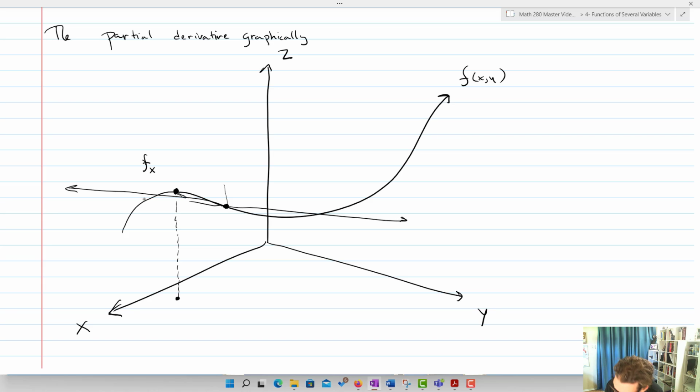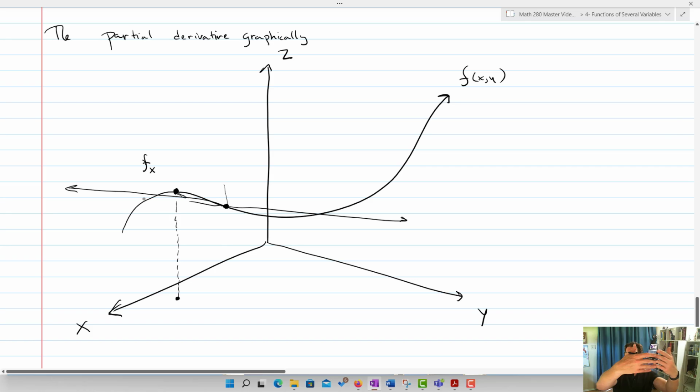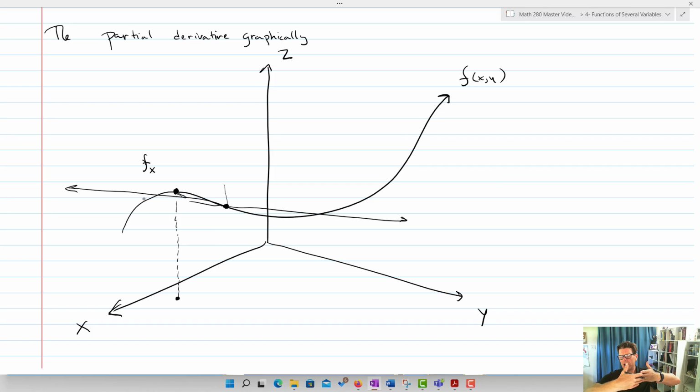We create a secant line, and if you remember, we're going to project this curve onto the plane y equals whatever, the constant value that we have there. We project it onto that plane, and then we imagine what happens to the graph with respect to just the changing x values.